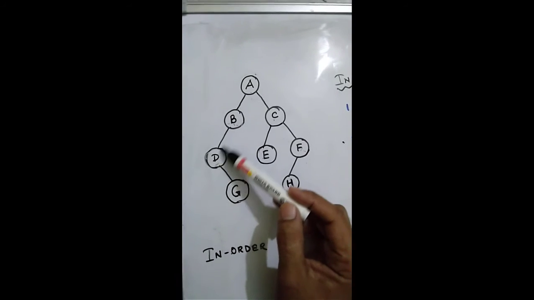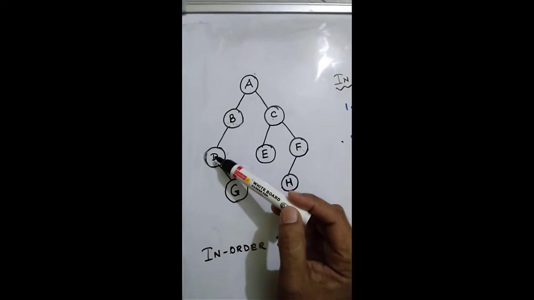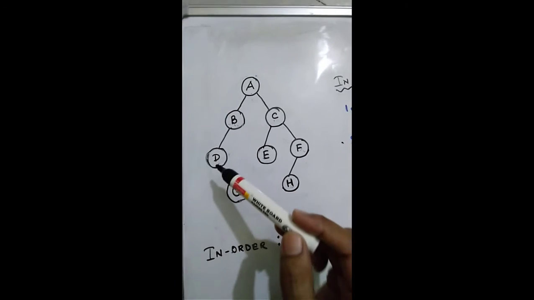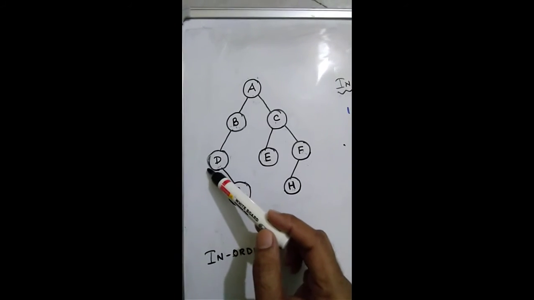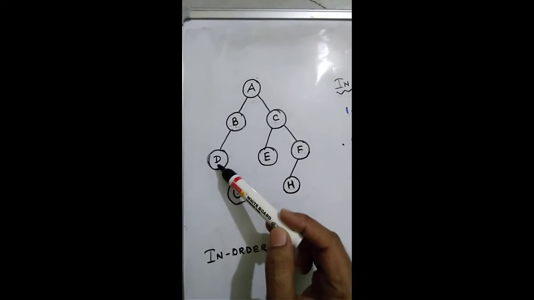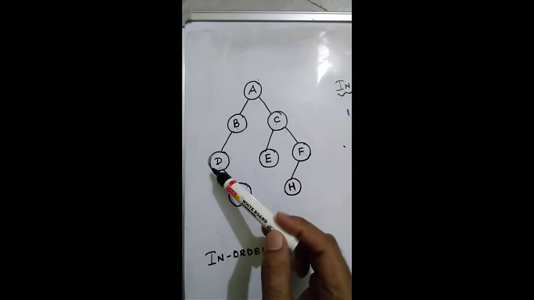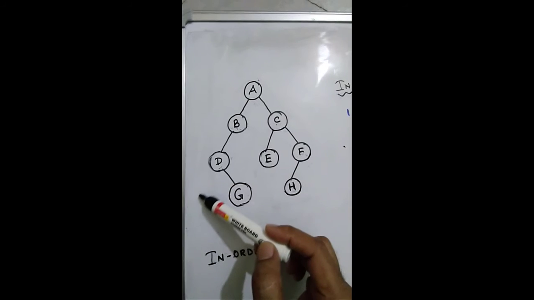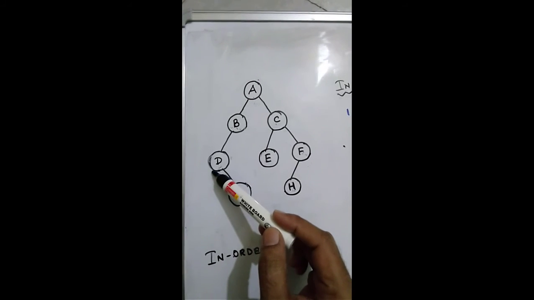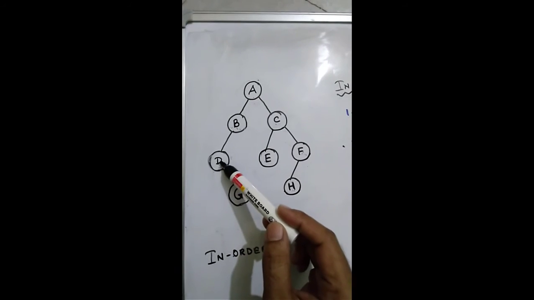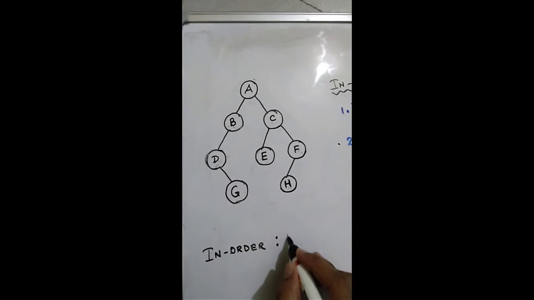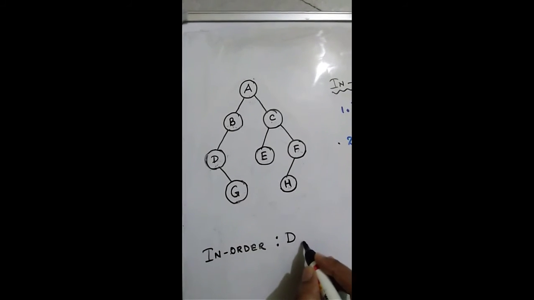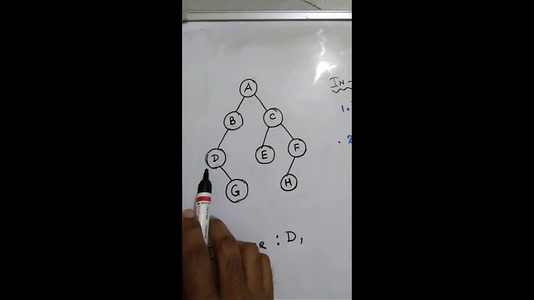We will traverse the left subtree of this B, and we have reached D. In case of D, we are considering only this subtree. There is no left subtree present. So since there is no left subtree, we will visit the root and print it. So D will get printed.